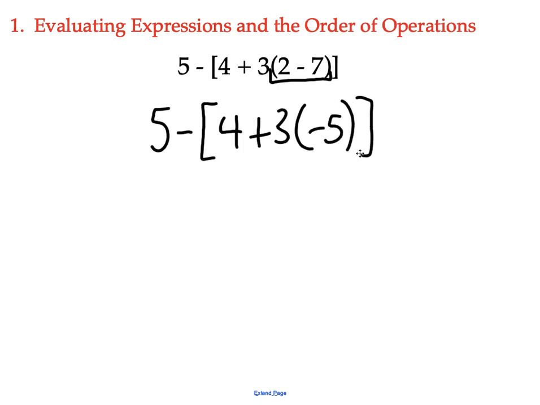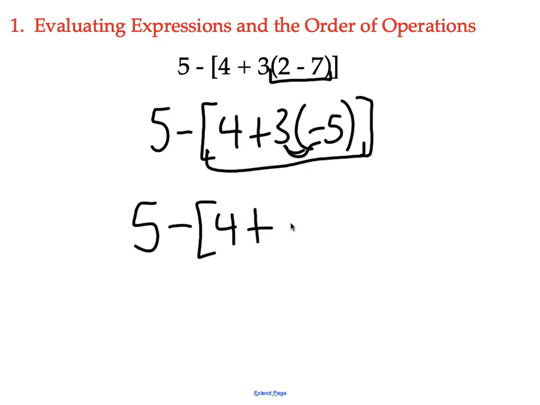After calculating 2 minus 7 and getting negative 5, we still look to the inside of this grouping symbol, and then right next to that we see that multiplication. So we're still going to leave the 5 on the outside and the 4 at the beginning of the grouping symbol, and we're going to follow that with a negative 15.